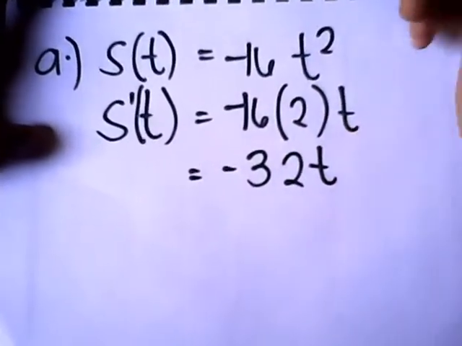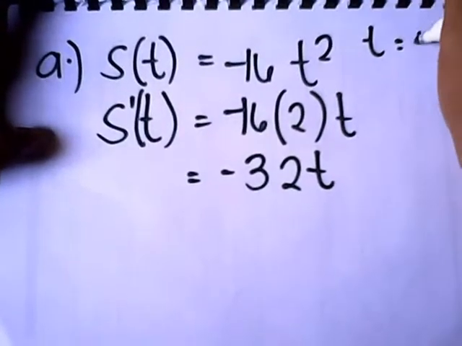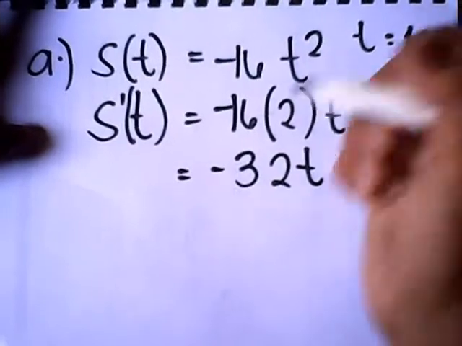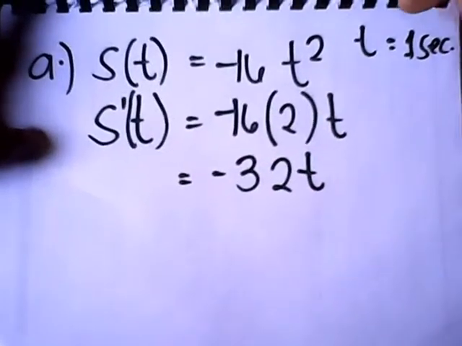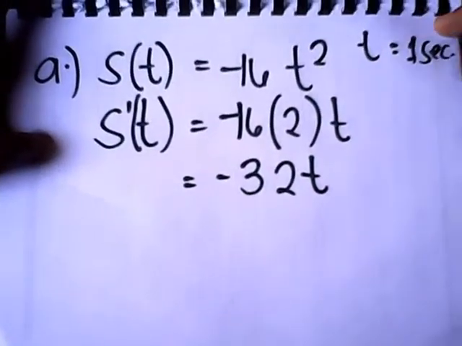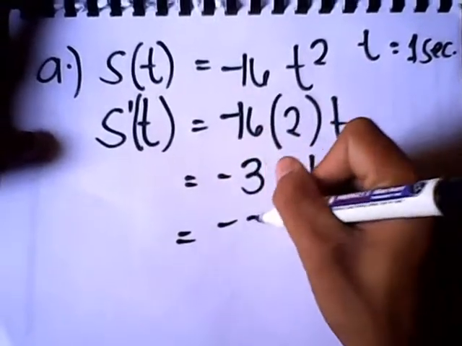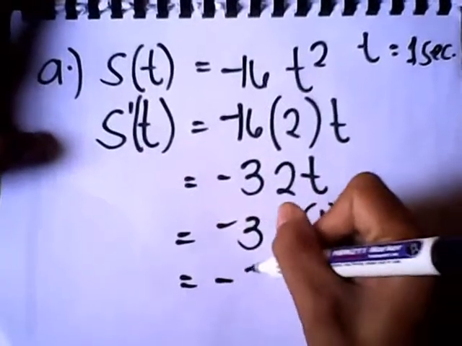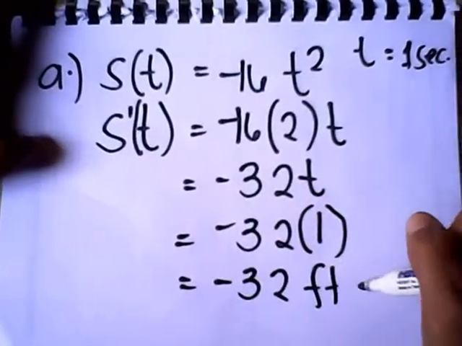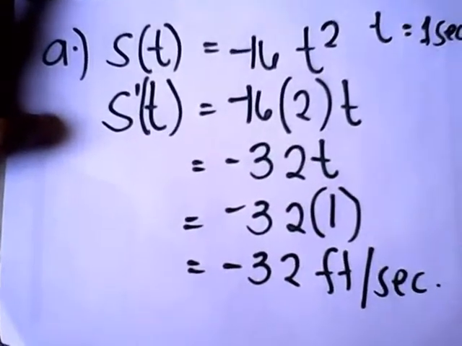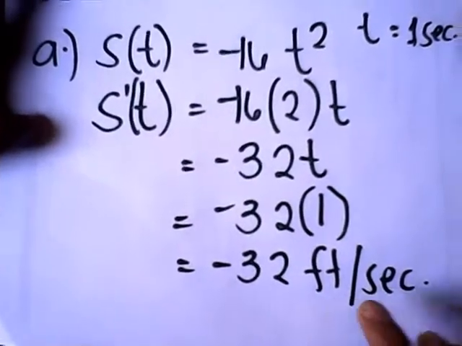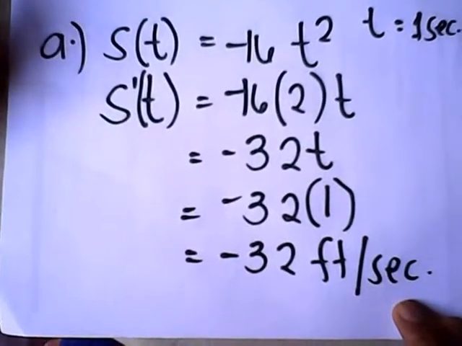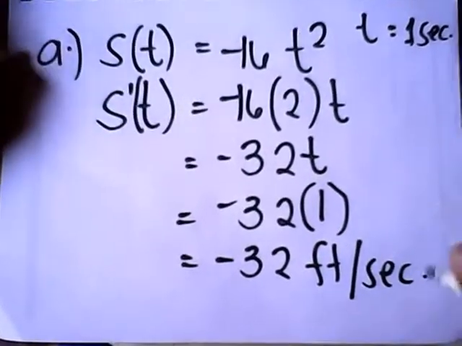Then, given time is equal to 1 second after the stone is dropped, substitute the value of t equal to 1 second, and this will become negative 32 times 1 is equal to negative 32 feet per second. So, negative 32 feet per second is our instantaneous velocity of the stone 1 second after it is dropped.